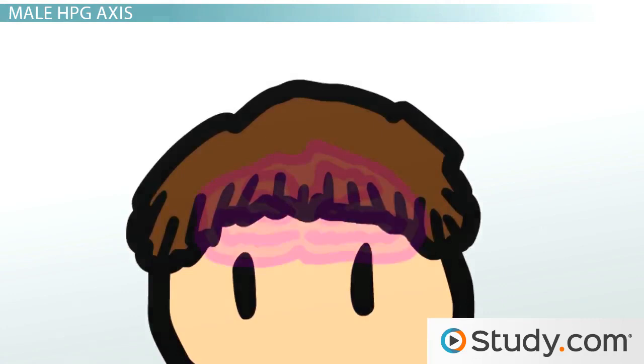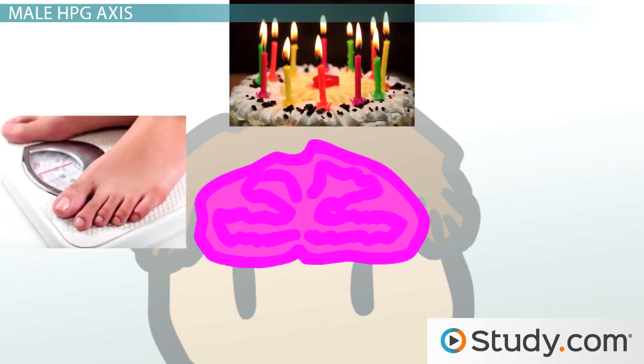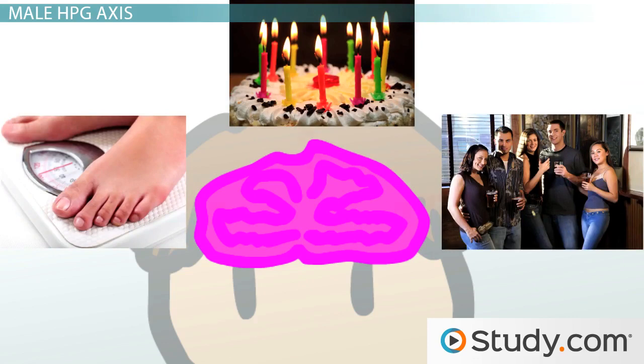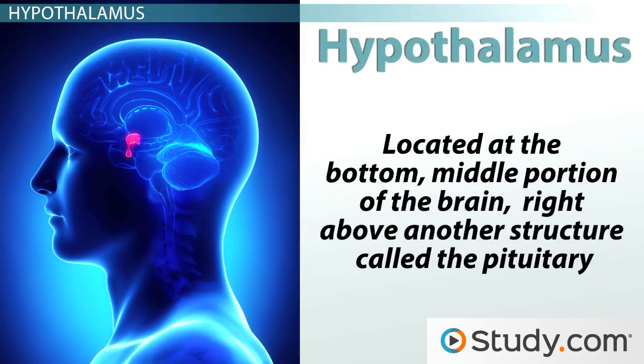Puberty, that is. You see, your brain gets tons and tons of different signals from both the outside environment and your internal environment. Signals like weight, age, social cues, and others that all send information to the part of your brain called the hypothalamus. The hypothalamus is located at the bottom, middle portion of your brain, right above another structure called the pituitary. The hypothalamus has many functions, but in this lesson we're going to cover those involved in reproduction.